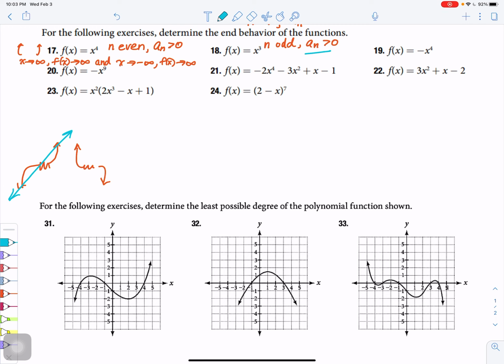So how would we describe that? I'm going to change pen colors here. Here, the left end is down and the right end is up. So over here, as x approaches positive infinity, f of x approaches positive infinity, those y values. And now let's take care of this part right here. As x approaches negative infinity, f of x approaches negative infinity.